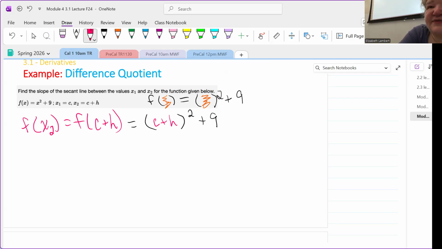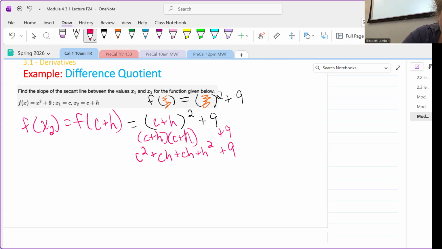Now we're going to have to do some simplification. So we're actually going to want to algebra this out. C plus h squared is going to be a FOIL setup. So c plus h times c plus h, first, outer, inner, last. So c squared, a ch and another ch, and an h squared. So we have c squared plus 2 ch's plus h squared plus 9.